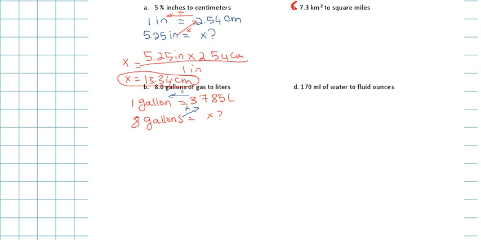So it should be 8 times 3.785 divided by 1, which is equal to 36.365 liters. Okay, so 8 gallons is equivalent to 36.365 liters.